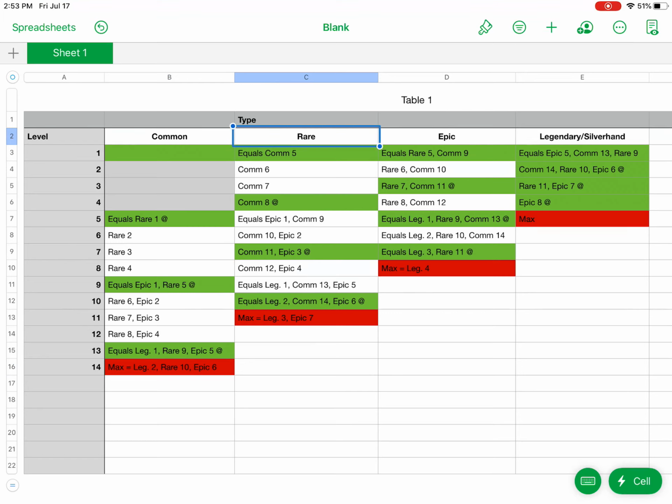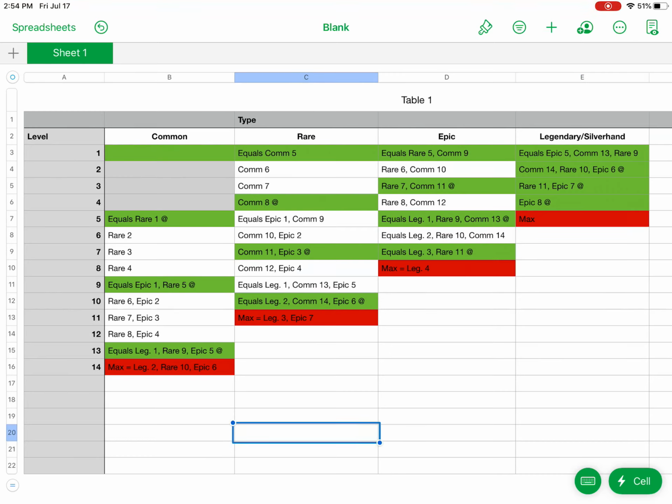So I did this for all the other types of gear, so I won't go through them all to spare the time, but you can take a look. In general, when you max out your rares at level 11, they will have the max power of a level 3 legendary and a level 7 epic. Your epics maxed out at level 8 will have the same power as a level 4 legendary, and then your legendary silver hand gear, obviously, are going to have the best stats, and they max out at level 5.